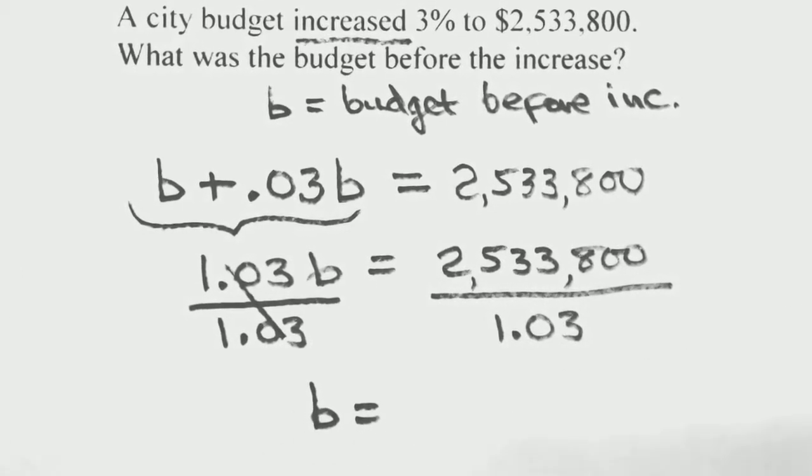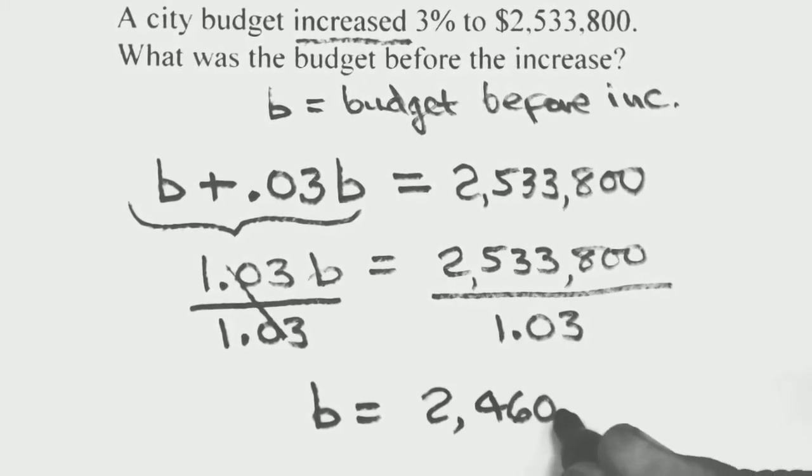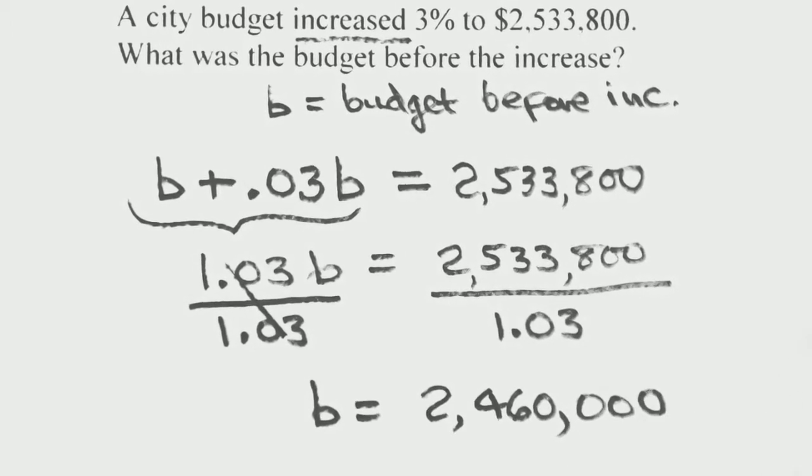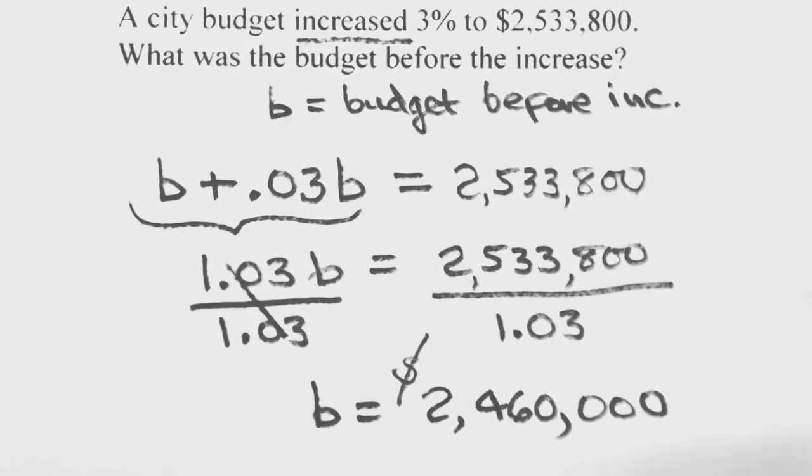Okay, B equals, so get your calculator, kick in the 2,533,800, and we're going to divide that by 1.03, and we end up with 2,460,000. There it is. And of course, don't forget to put the dollar notation on it.